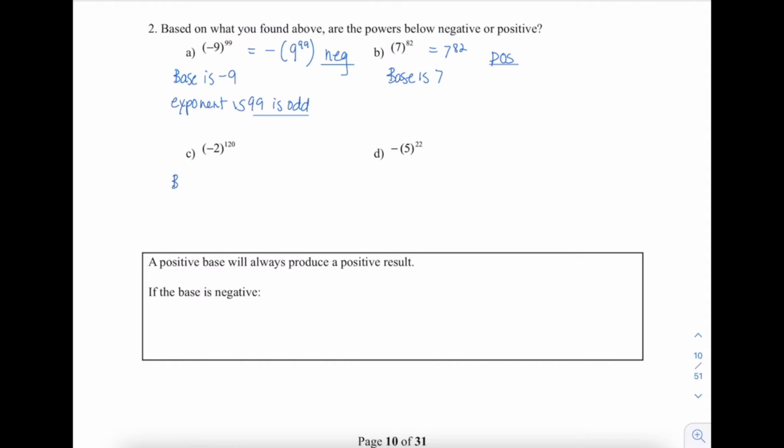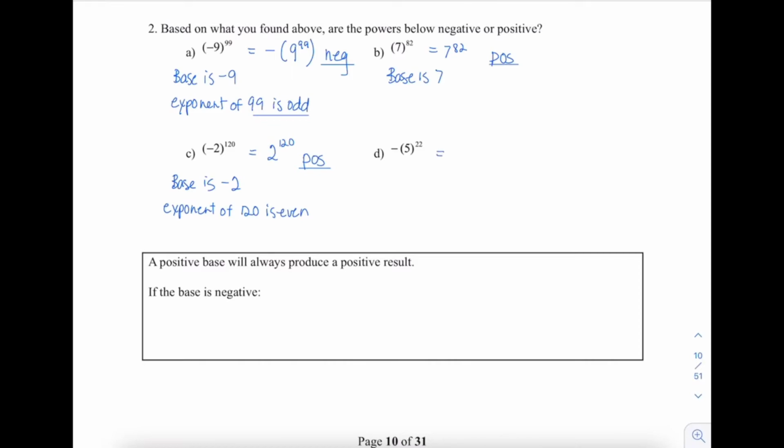Now in C, I can see my base is negative 2, and I also have an exponent that is even. So that means if I were to do repeated multiplication here, my negatives would actually cancel out and my quantity would be 2 to the power of 120. Overall, I would have a positive quantity.